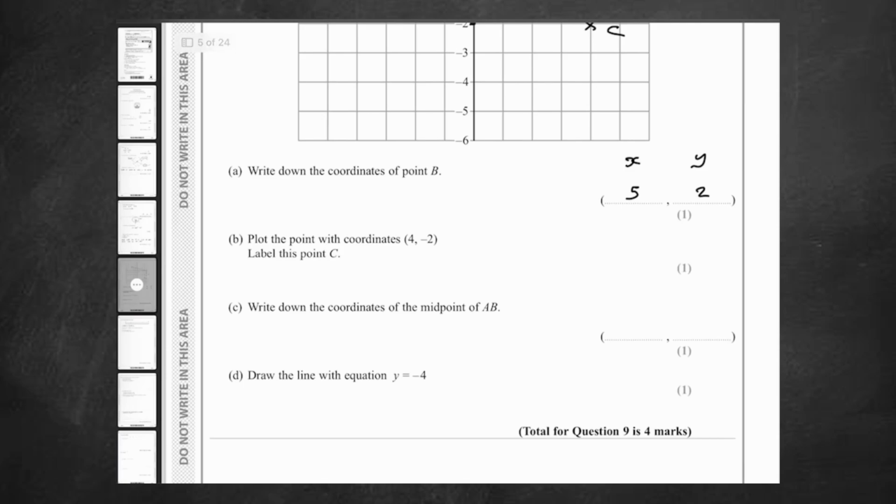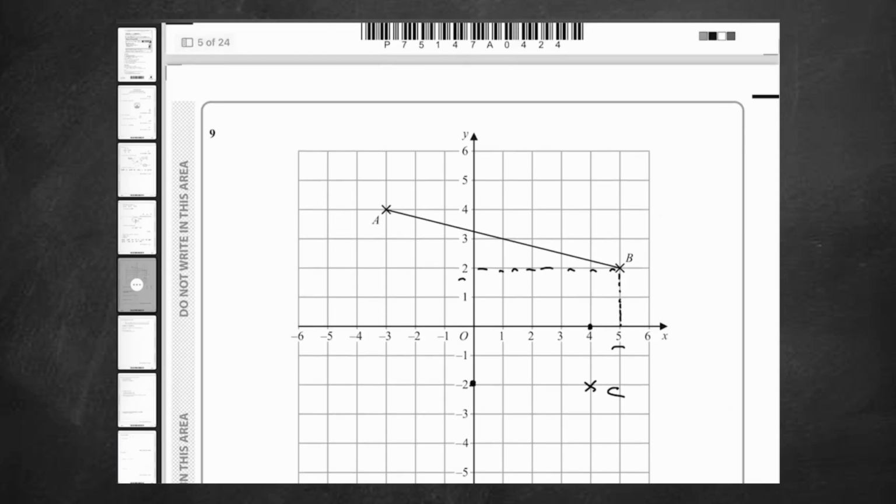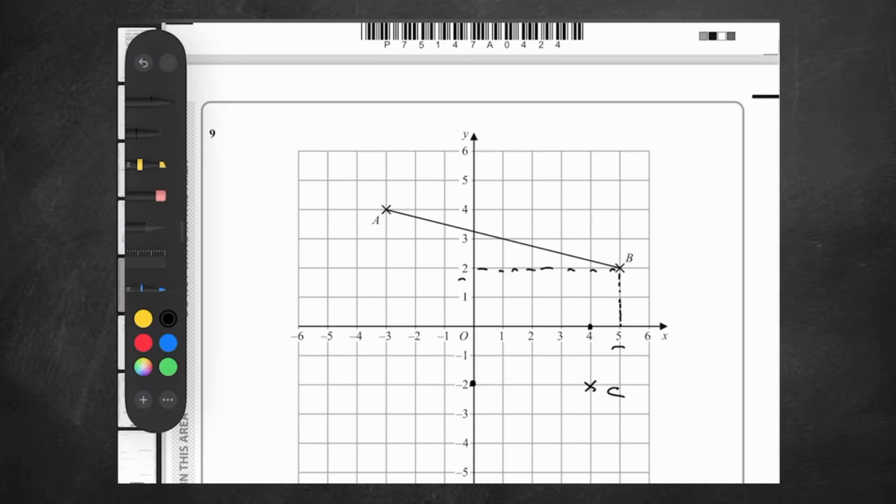Part C. Write down the coordinates of the midpoint of AB. The way I would work out the midpoint would be just to look at how A and B are spaced apart in the x-axis and the y-axis. So if we look at the y-axis first, we know that A is 4 and B is 2. So we need the midpoint of those two, which will of course be 3. And then for completion, we will look at the same for the x-axis, so -3 and 5. The midpoint of these two would be 1, meaning the midpoint would be 1, 3.